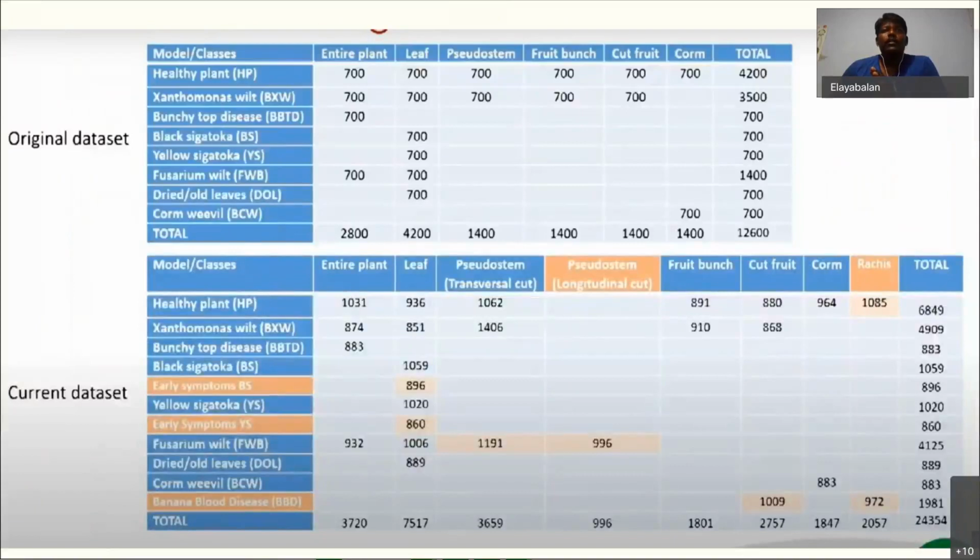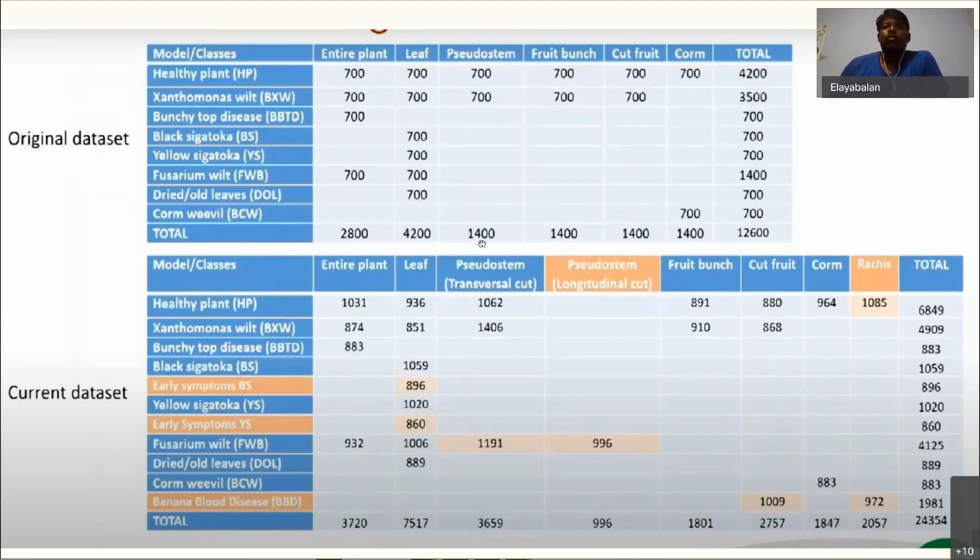So we look over it. See, the 12,000 images we collected. This is the original data, the current data sheet. We collected images of different parts: entire plant, leaf, pseudostem, fruit, cut fruit, comb and rachis. We collected the images and trained our machine, and it is giving results. So data, that is image collection, is the foremost important thing. So how did we collect the images, and how did we annotate?